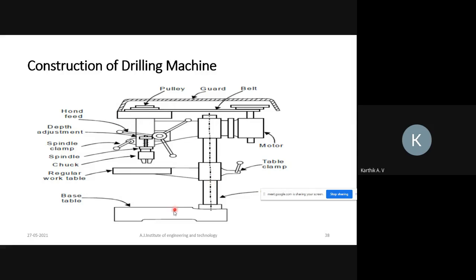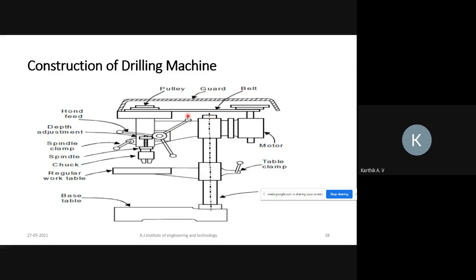So here, this is the base. The base is made of cast iron material. Why? Because it is very strong and it can handle large weight. Then the column. The column is in a vertical direction. It will give support to the table as well as the spindle, and it also gives support to the motor.